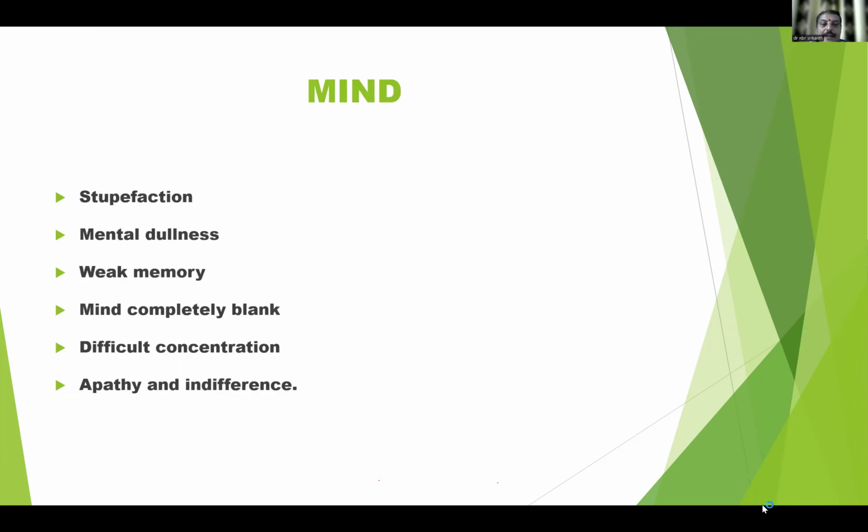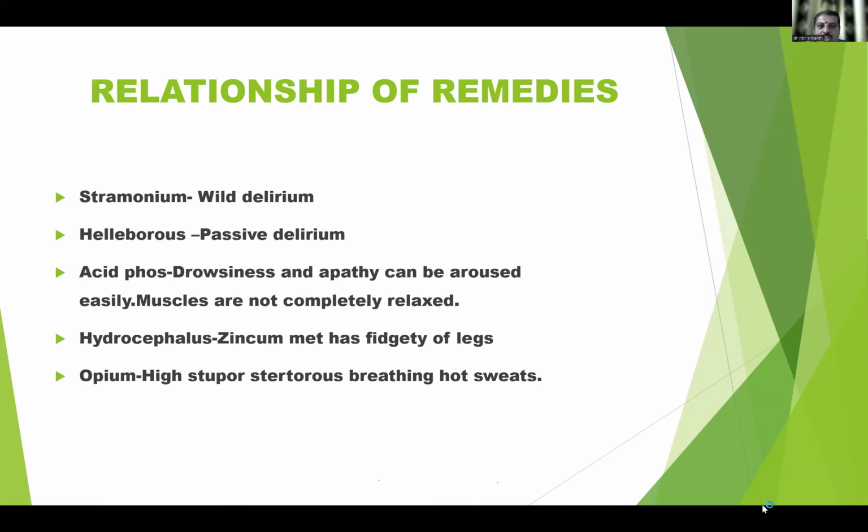Stupefaction, mental dullness, weak memory, complete blankness of the mind, difficult concentration, and apathy and indifference. So, the relationship with other remedies. In brain and spinal cord diseases, as we discussed earlier in our past session, there is Stramonium, but it has wild delirium. Helleborus is more passive delirium.